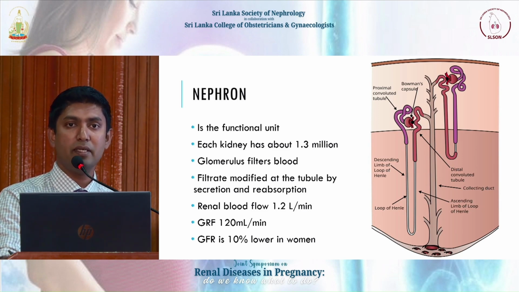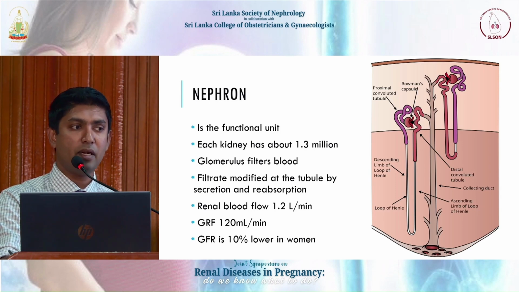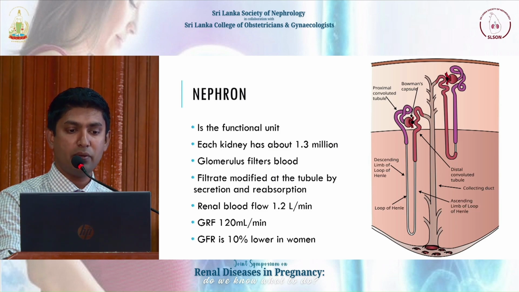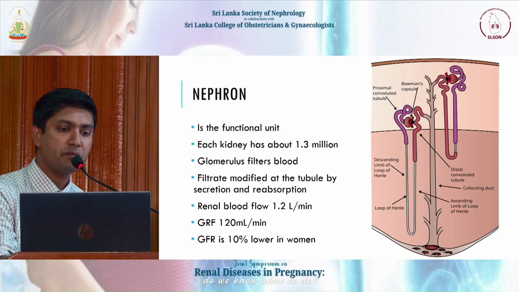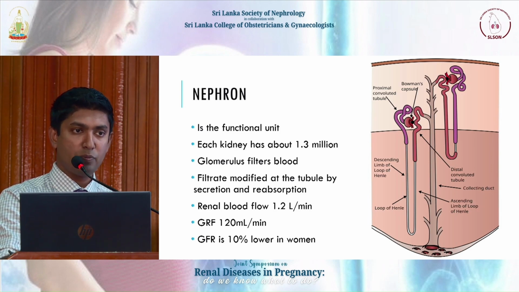The glomerulus will start filtering the blood. The glomerulus gets blood from the afferent arteriole, and it leaves the glomerulus via the efferent arteriole. This filtrate is then modified in the tubular system. The tubules consist of the proximal convoluted tubule, loop of Henle, and the distal convoluted tubule. There will be reabsorption as well as secretion of solutes, so it gets modified and the final outcome will be urine.